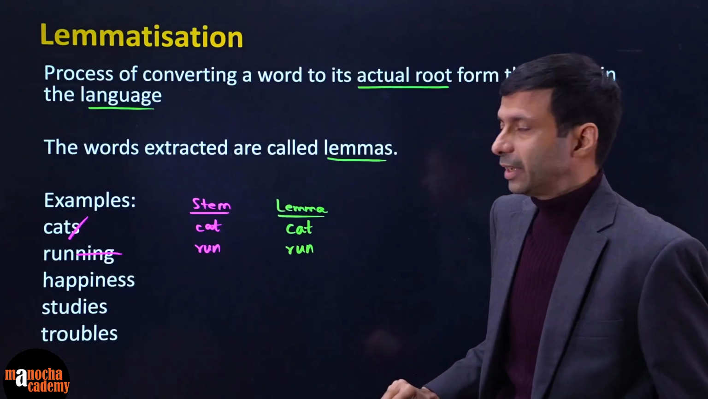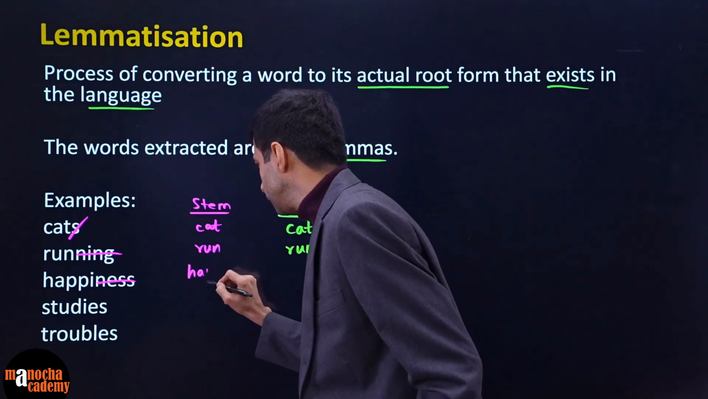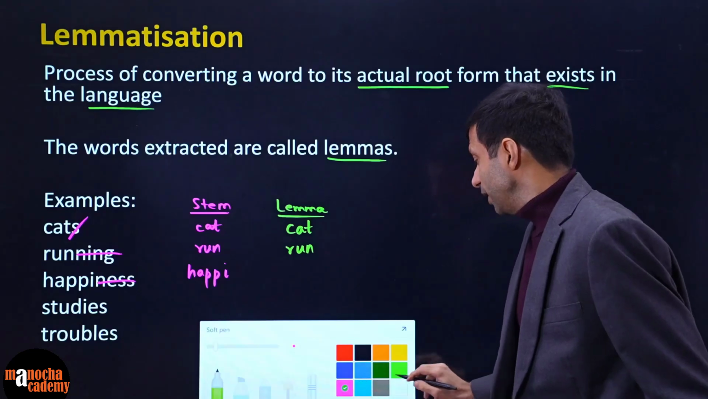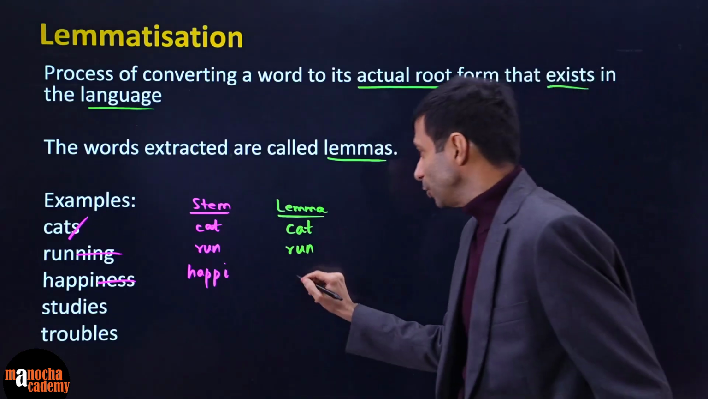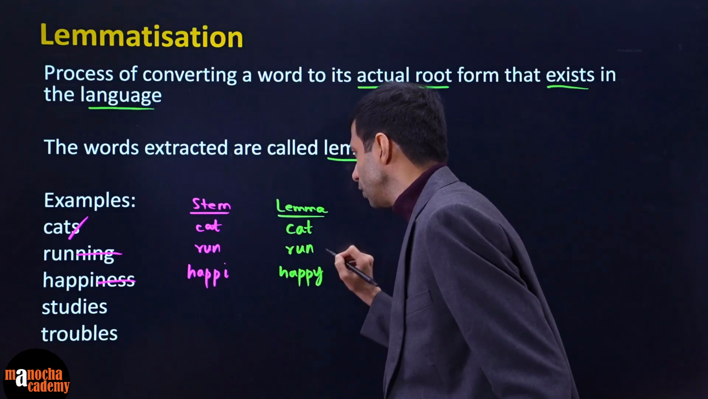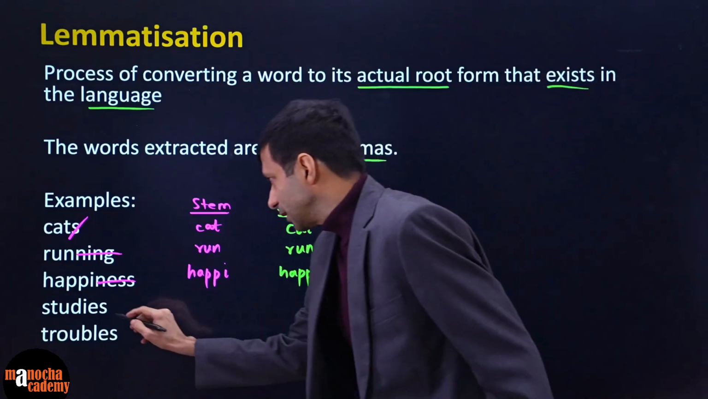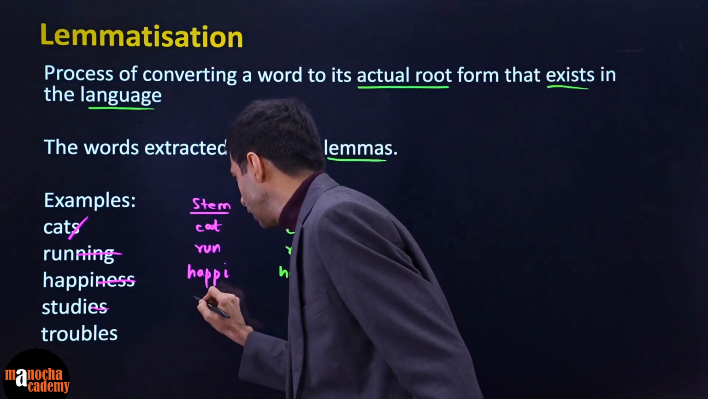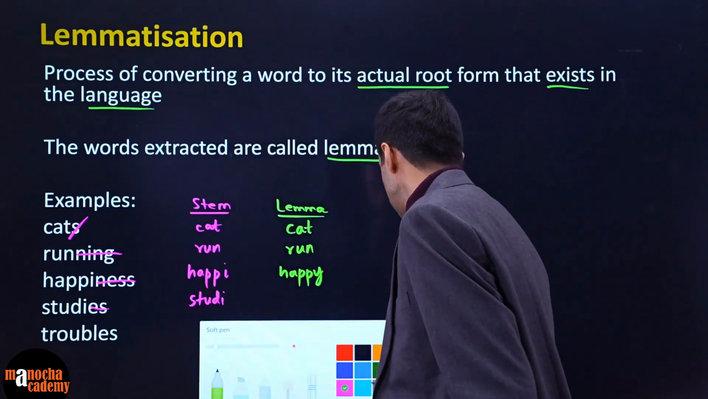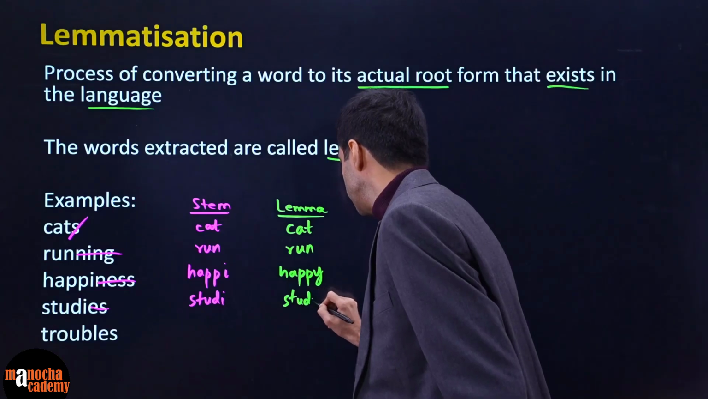So here, happiness. So we said we'll remove the ness and we'll make it happi with the I. What will be the lemma of it? Here you will put in the Y, because it has to be the real word in the dictionary, in the English language, right? So happy with Y. Now studies, can you guys do it? Studies, delete the ES, sorry. So you'll get studi with the I, and here you will get study with the Y.